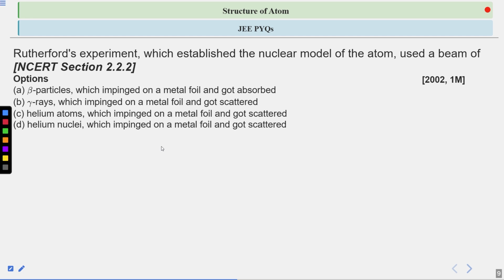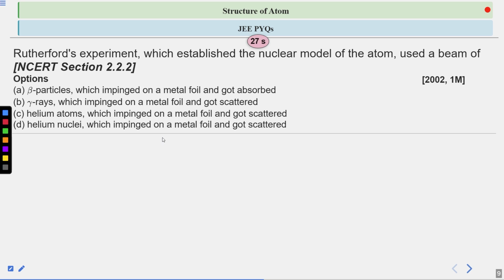Here is our next question. Rutherford's experiment, which established the nuclear model of the atom, used a beam of: beta particles which impinged on a metal foil and got absorbed, alpha rays which impinged on a metal foil and got scattered, helium atoms which impinged on a metal foil and got scattered, and lastly helium nuclei which impinged on a metal foil and got scattered. So your time to solve this question starts now.